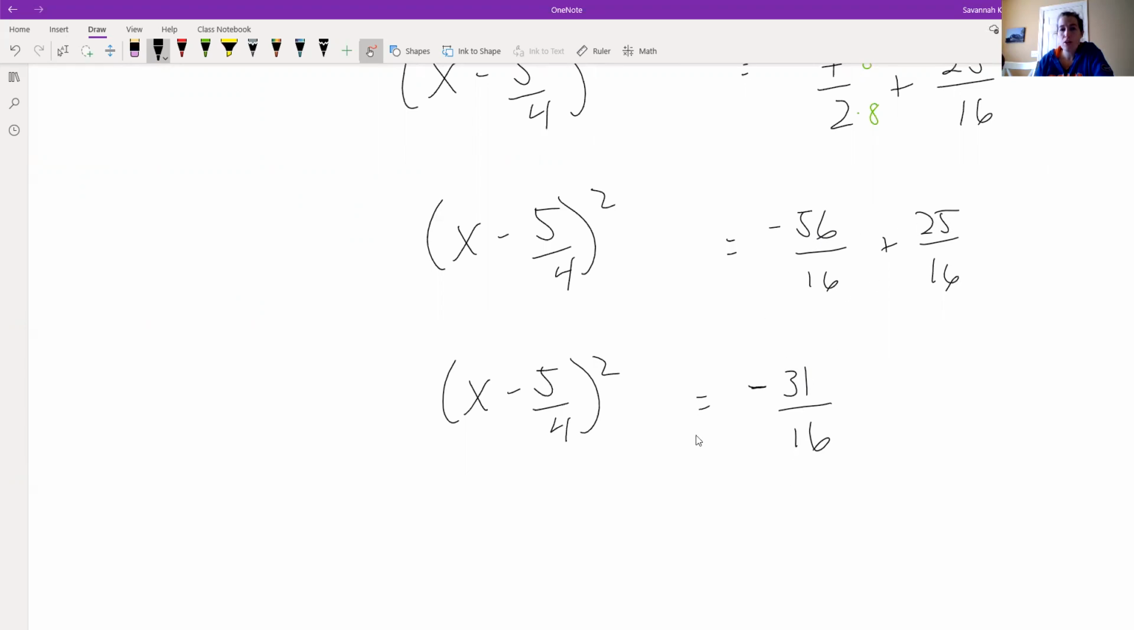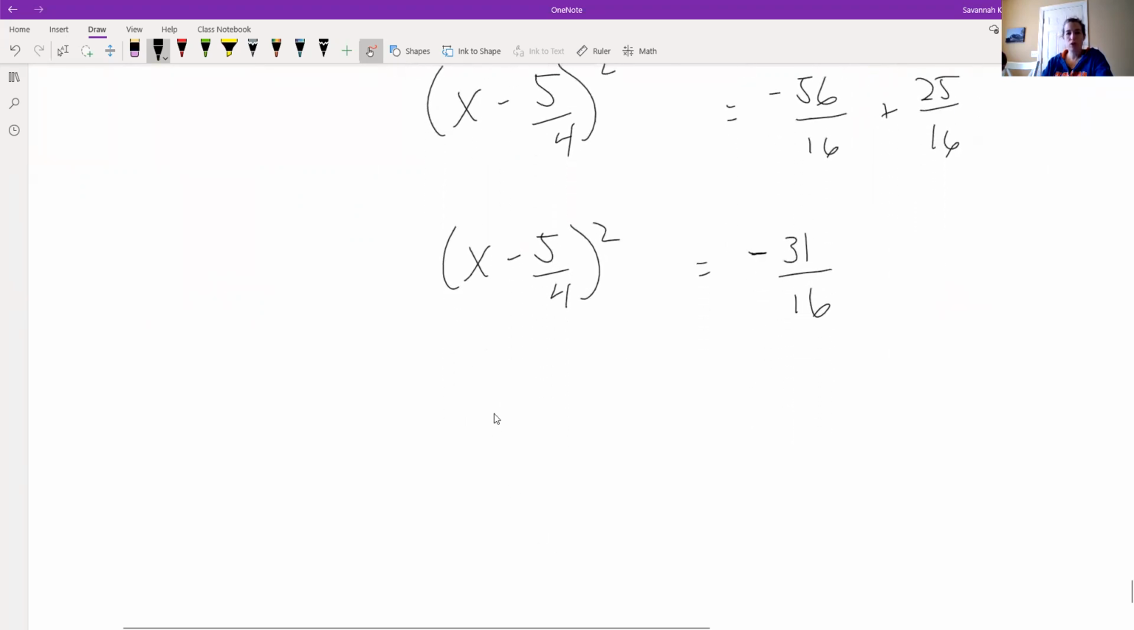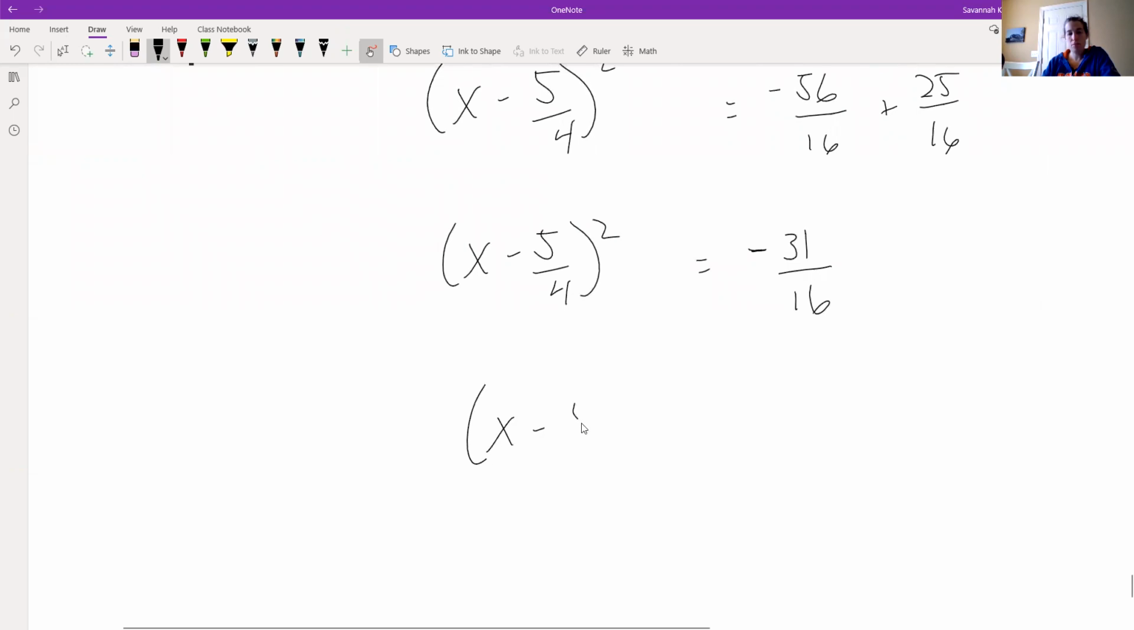So notice I have a squared quantity equal to a negative. That's a huge clue that imaginary numbers are coming.